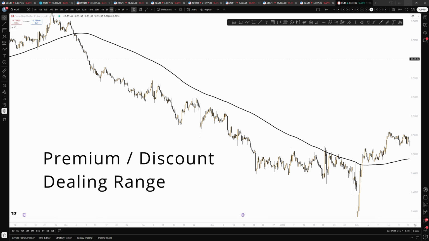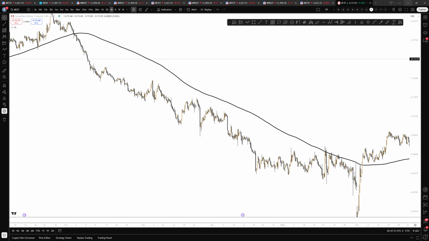I'm going to talk to you about the concept of premium and discount. This is also called dealing range by ICT, but it's a pretty simple concept in that in trading we want to buy when the price is low and we want to sell when the price is high. And I think everybody, even a complete beginner, would understand that that was the best way to do things. Now what premium and discount gives us is the ability to assess whether price is in a favourable place for us to be able to enter the market.